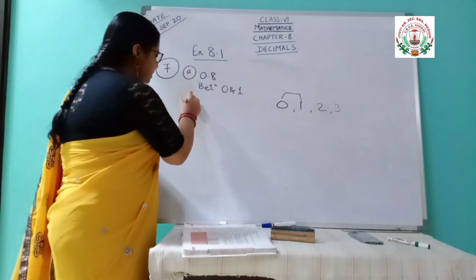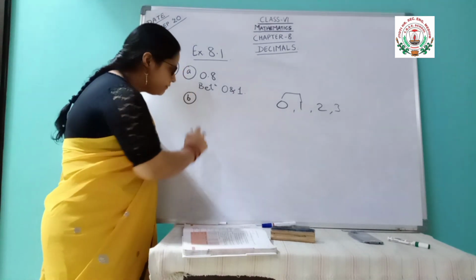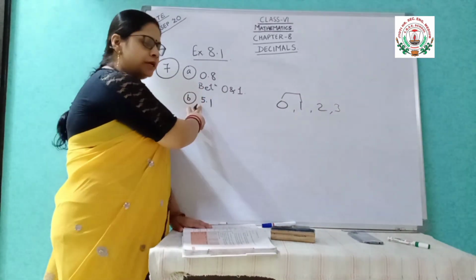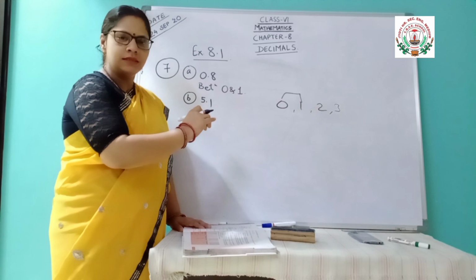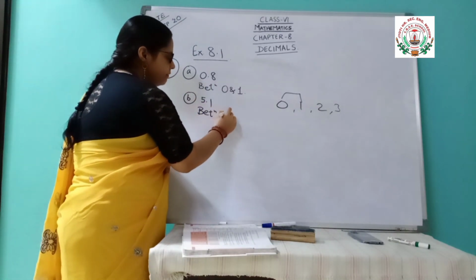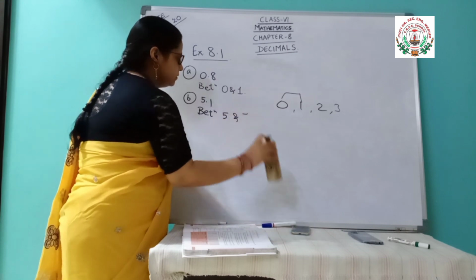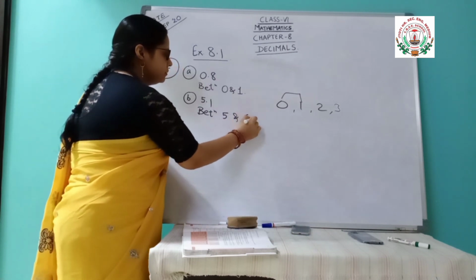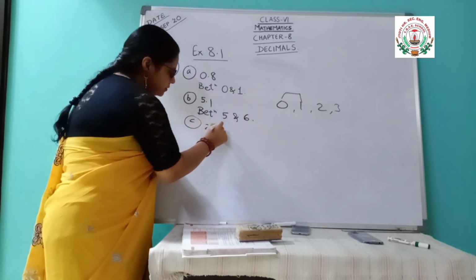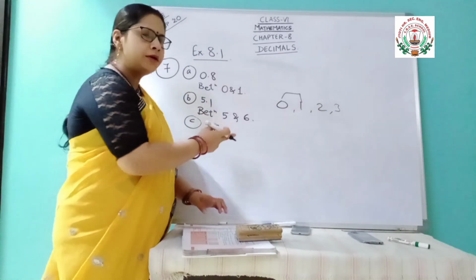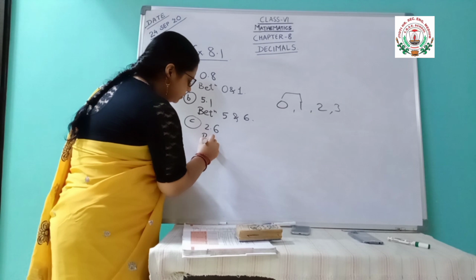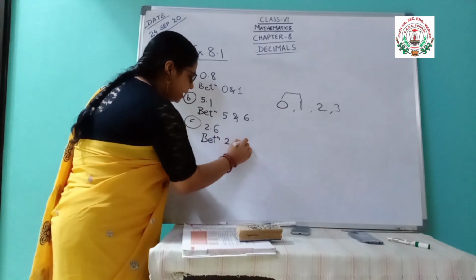And the B part is asked, 5.1. So 5.1 lies between, it is more than 5 but less than 6. So it lies between 5 and 6. C part, 2.6. So it is greater than 2 but less than 3. The next number, so between 2 and 3.